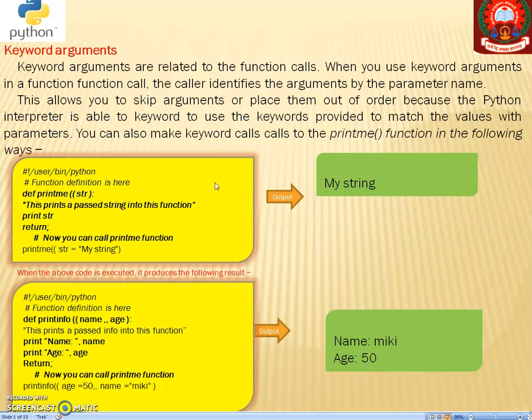And this concept is simply called keyword argument. Whatever keyword we have defined during the declaration of the function, it should be given while calling the function, and you have to give the value. After executing this function, it will produce this output.